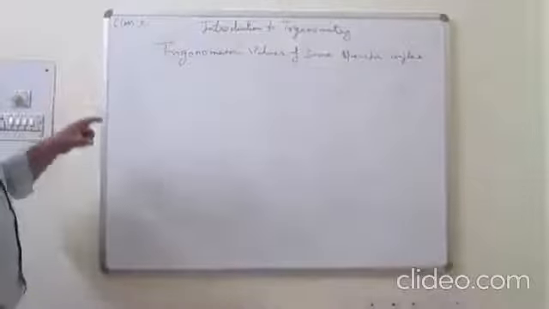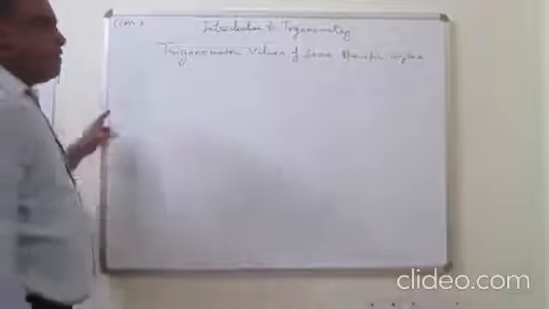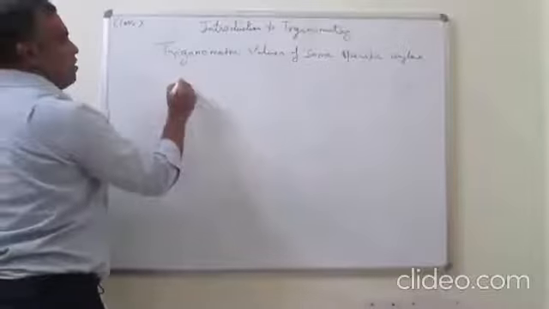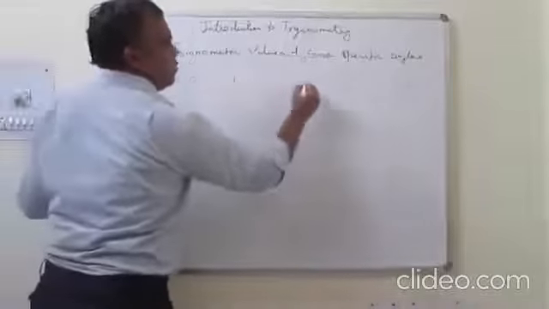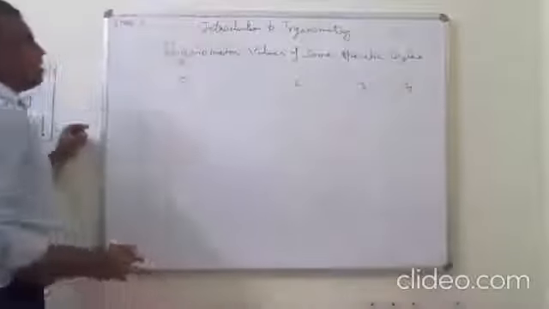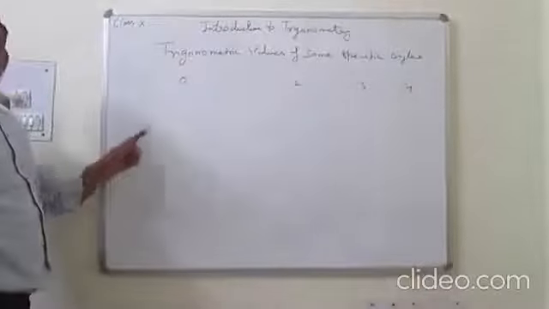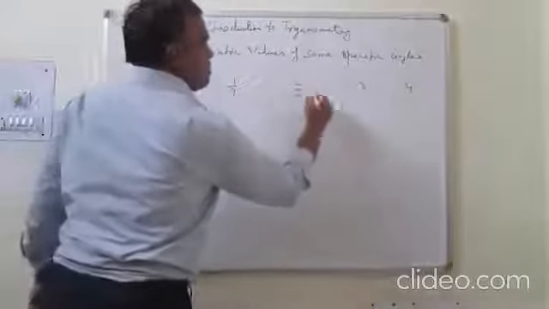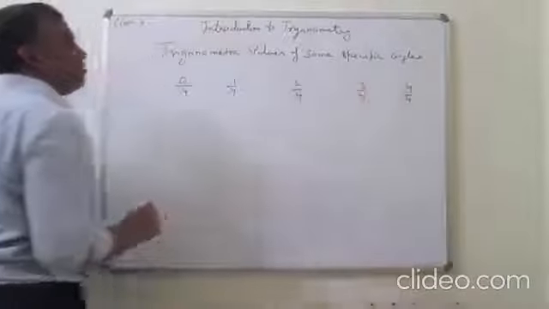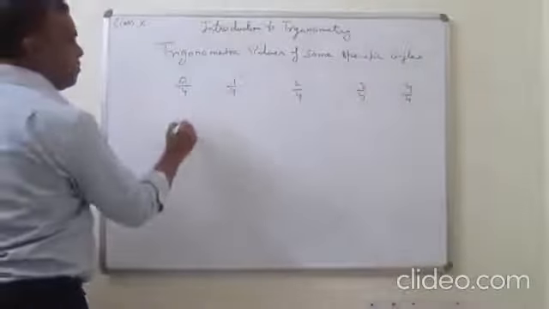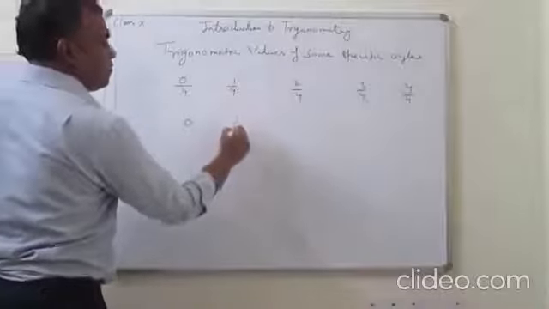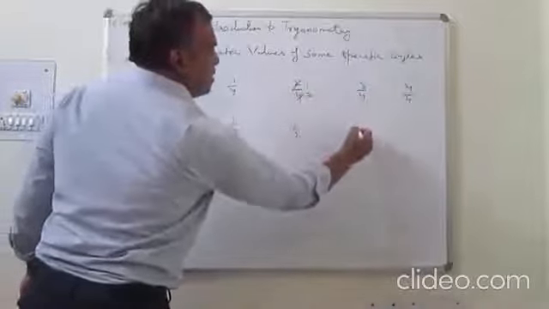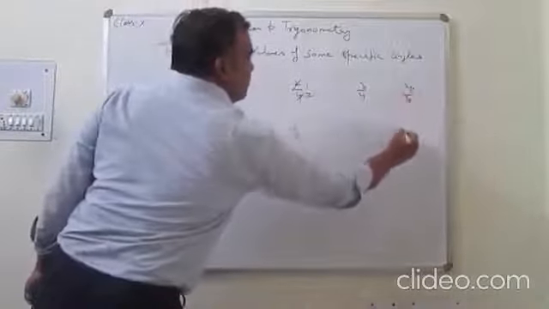Okay. First, I will tell you how you remember the values of some specific angles. First you write the counting of 0 to 4: 0, 1, 2, 3, 4. Now what is the maximum number in this? The maximum number is 4, so you divide all the numbers by 4. Now you simplify it. 0 upon 4 is 0, 1 upon 4 is 1 upon 4, 2 upon 4 is 1 upon 2, 3 upon 4 stays, and 4 upon 4 you will get 1.